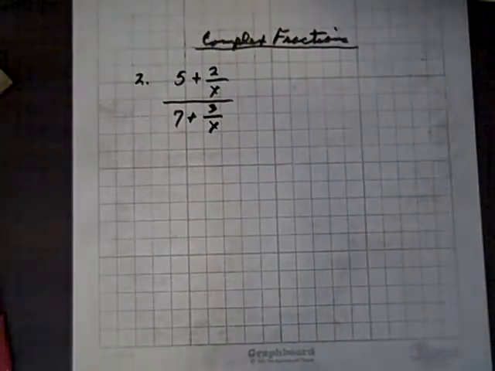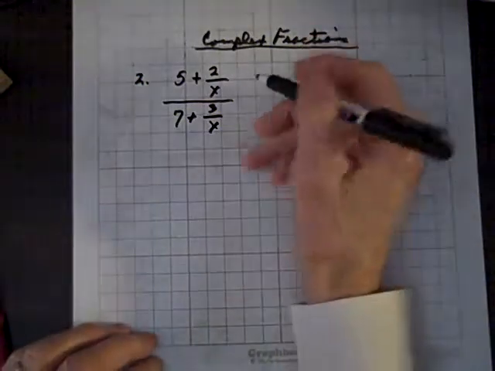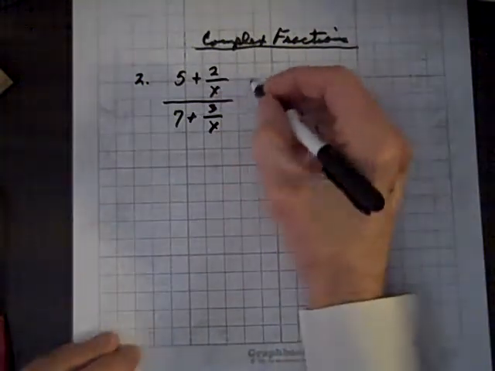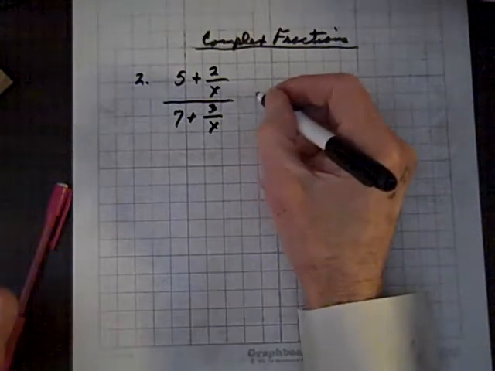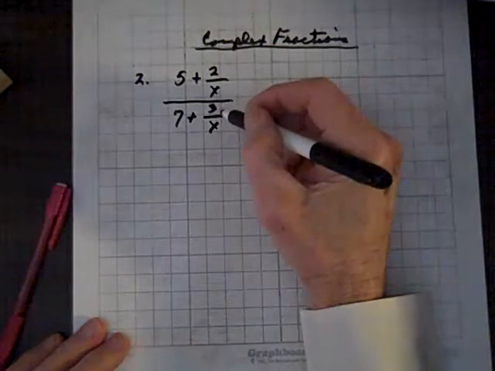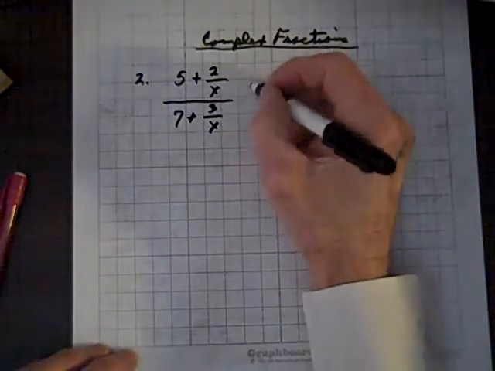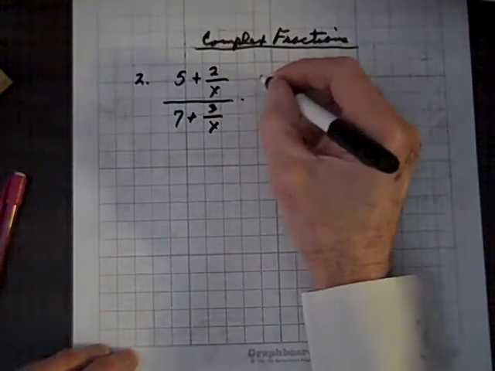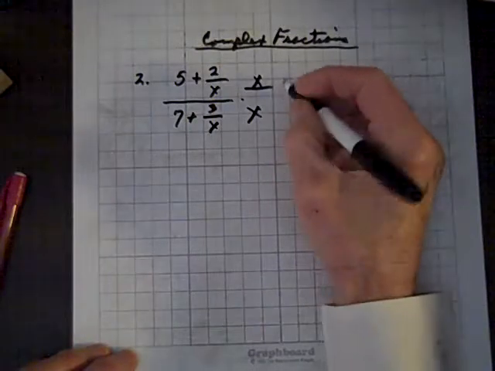So our next complex fraction to deal with is as we have here. So what we're going to do, we have a couple ways to go. We can add fractions upstairs and downstairs and invert and multiply, or we can simply multiply by 1 in the form of the common denominator, which is x over the common denominator.